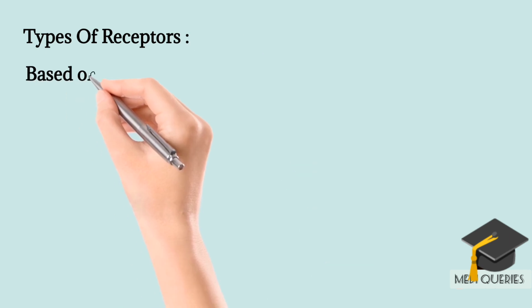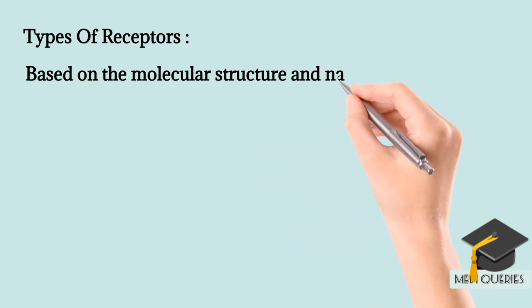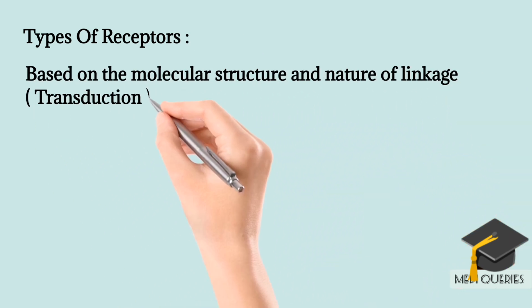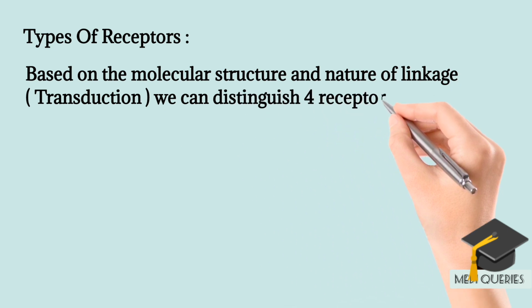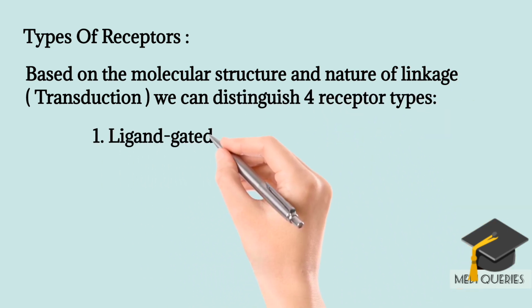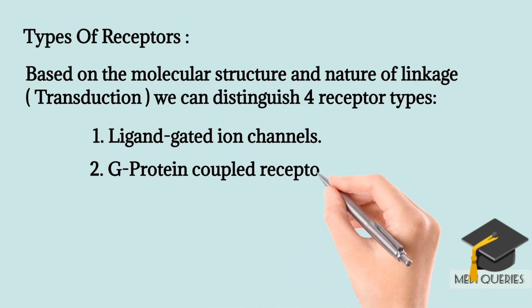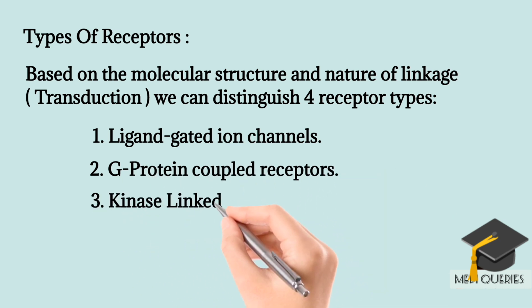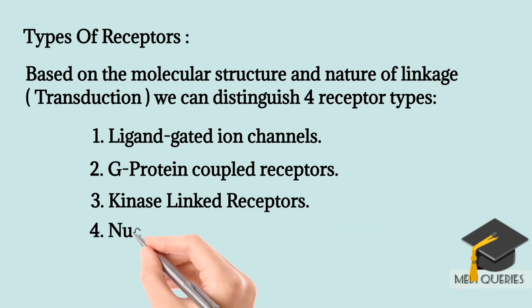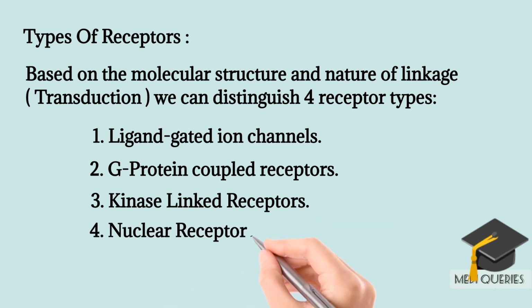Types of receptors. Based on the molecular structure and the nature of the linkage transduction, we can distinguish 4 receptor types. First one is ligand-gated ion channels, then G-protein coupled receptors, kinase-linked receptors, and nuclear receptors.